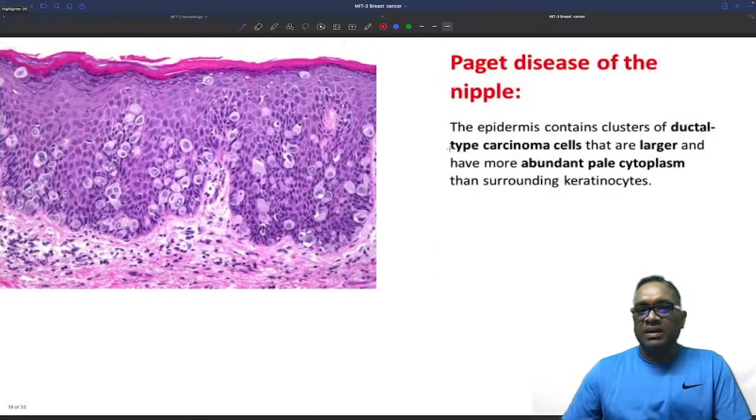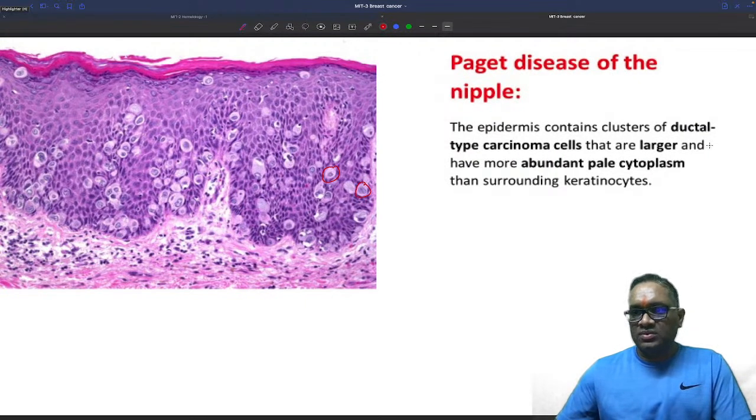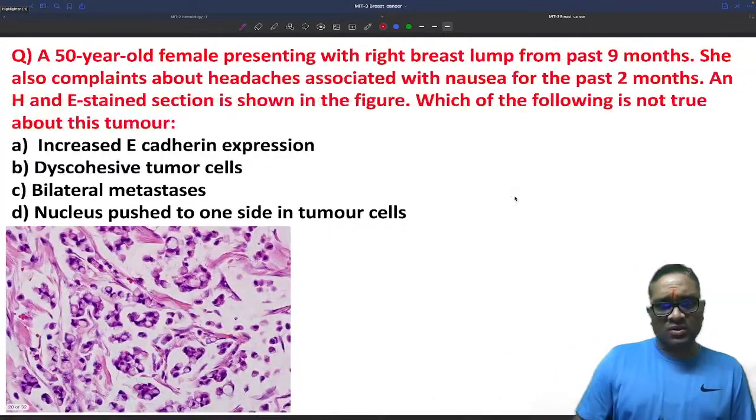And on microscopic examination, as I have told you, these are the larger cells, right? So what are these cells? Larger cells with pale cytoplasm, and they will have prominent nucleoli. So that is how you will identify Paget cells on microscopic examination.